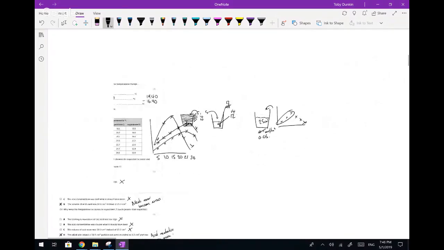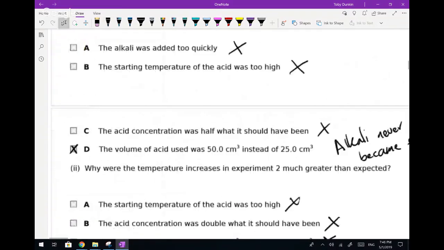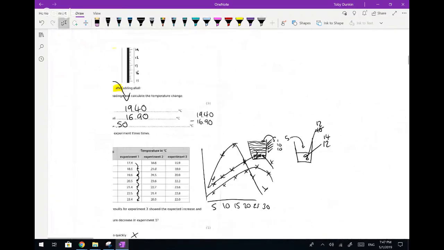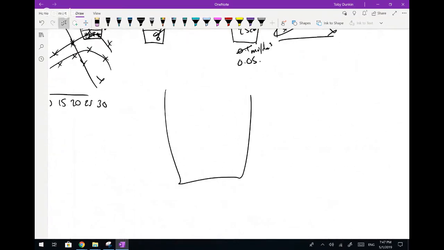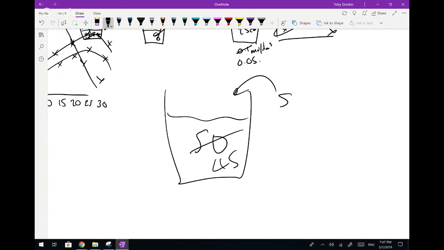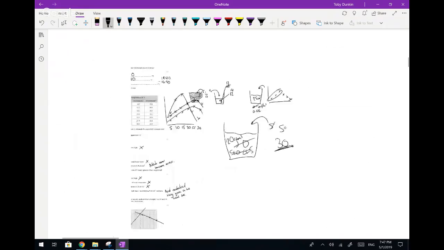So what's the last one? The volume of acid used was 50 instead of 25. That makes sense, because if I've got 50 instead of 25, when I add the 5, I'm now down to 45. I add a further 5, and I'm now down to 40. I'm going to finish when I reach 30. There's 10, there is, I'm an idiot, 20 centimeters cubed of acid left, which means the reaction will never finish and therefore never drop.